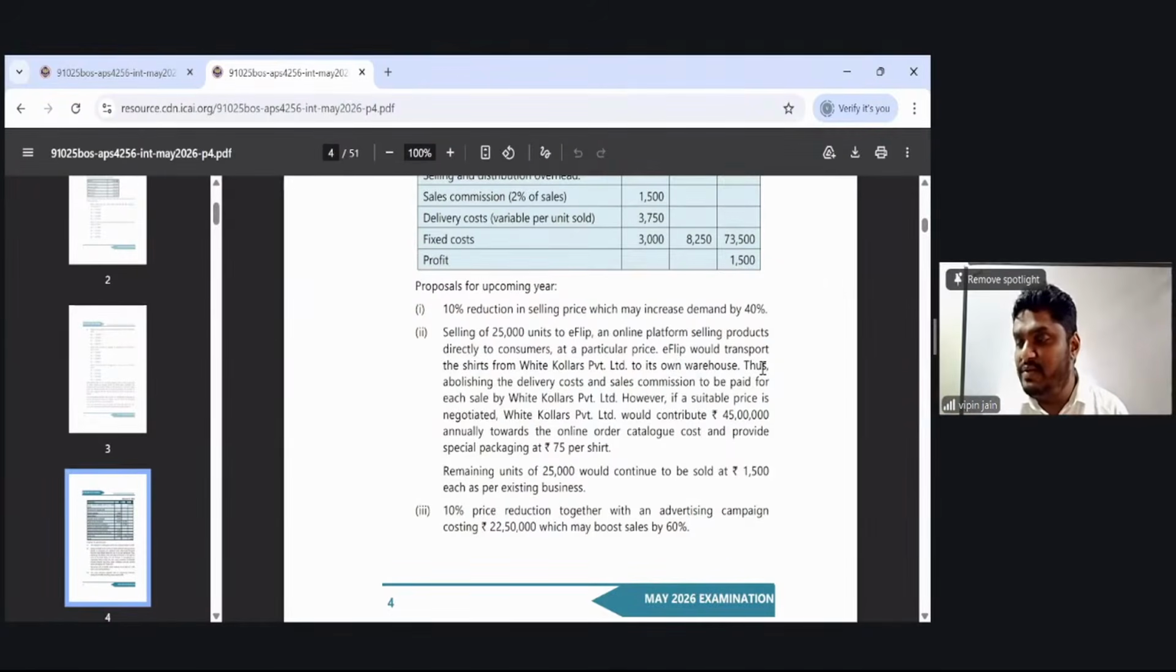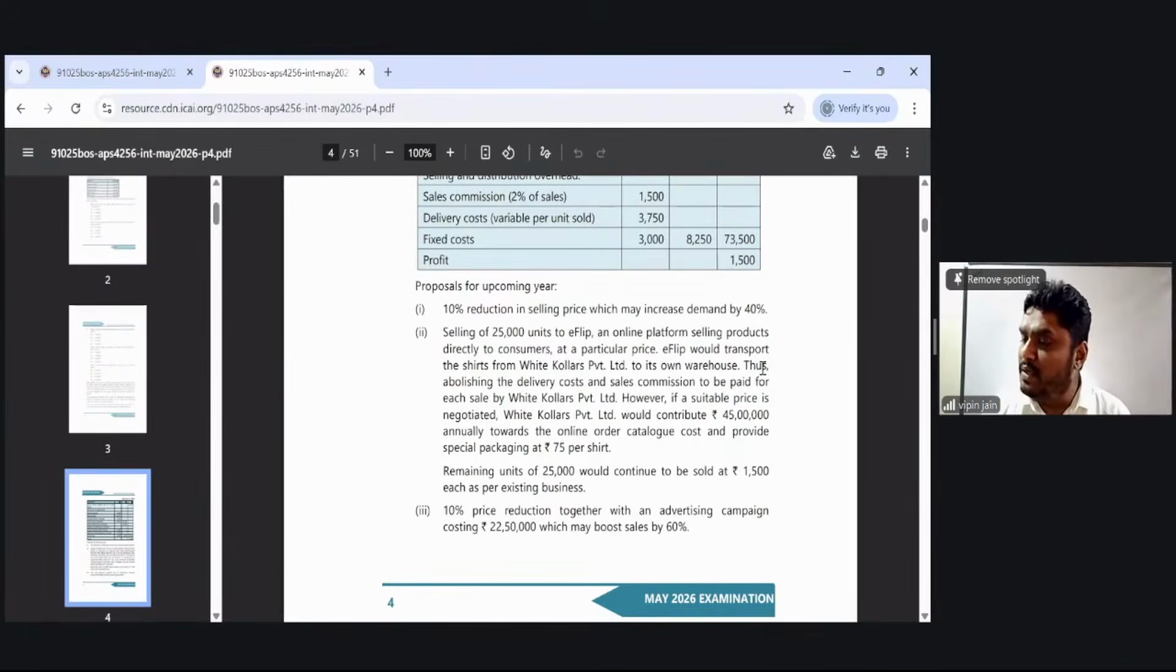Remaining 25,000 units could be sold at a price of 1,500 each as per the existing business. So when talking about the breakup of 50,000, 25,000 pieces they can sell in the market, and 25,000 pieces they will sell to eFlip. But yes, there will be a saving in two types of cost, and there will be additional two costs.